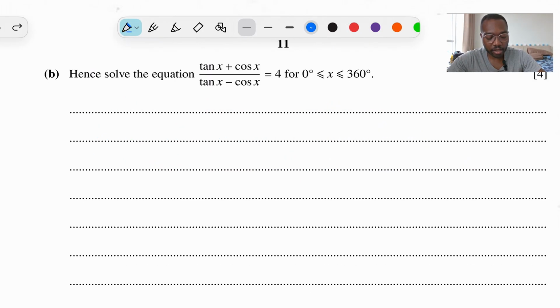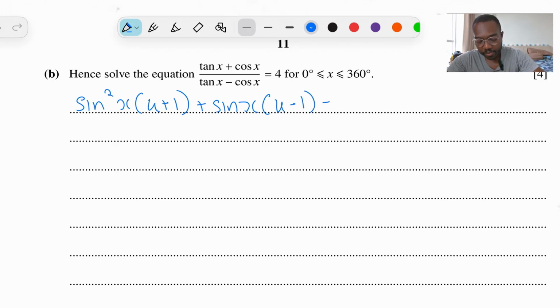So for part B, we need now to solve the equation (tan x plus cos x) over (tan x minus cos x) is equal to 4. And we need to solve for x, where x is between 0 and 360. So we know from the previous question that sine squared x (k plus 1) plus sine x (k minus 1) minus (k plus 1) is equal to 0.